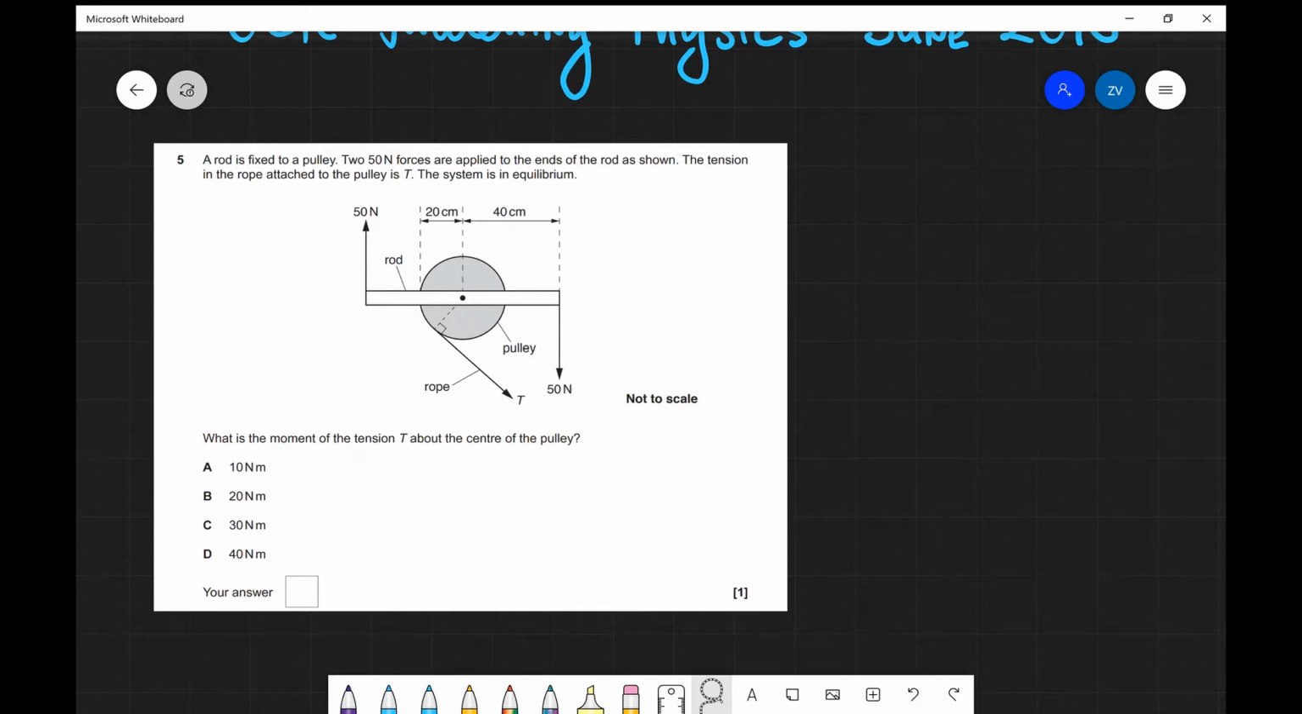Question number 5. A rod is fixed to a pulley. 250 Newton forces are applied to the ends of the rod as shown. The tension in the rope attached to the pulley is T. The system is in equilibrium.